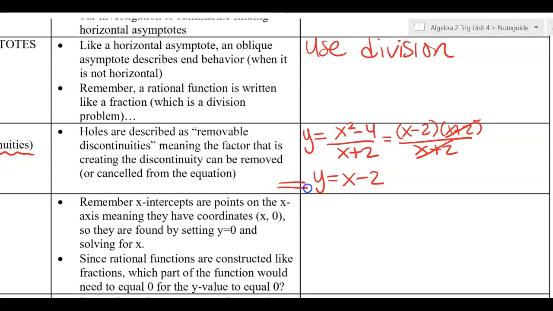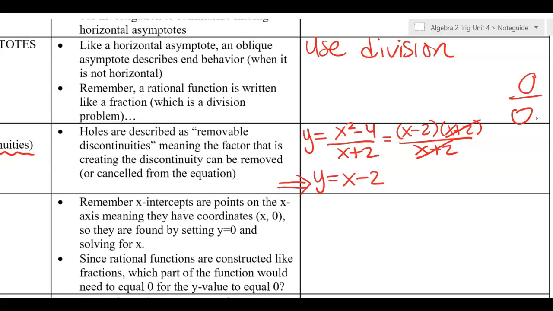Can you plug negative 2 into your new equation right here for x? Sure, I plug in negative 2. Negative 2 minus 2 is 4, okay? These are supposed to be the same thing, right? This is just a new version of that thing because I simplified it. Yeah, plug negative 2 into this original thing. Negative 2 squared is 4. 4 minus 4 is 0. Divided by negative 2 plus 2, which is 0. What is 0 divided by 0?